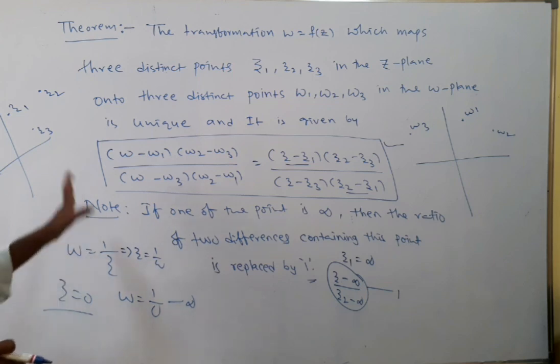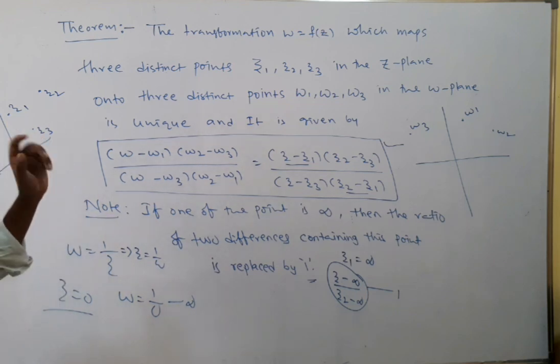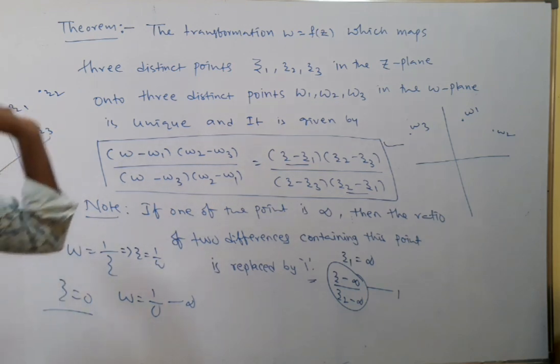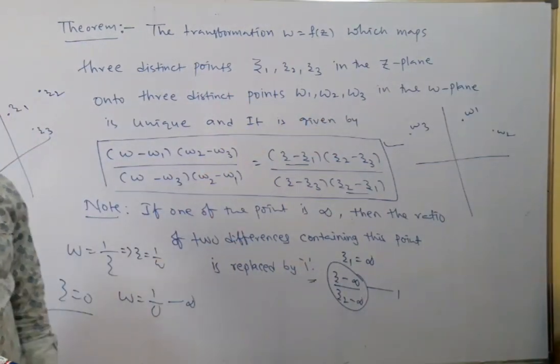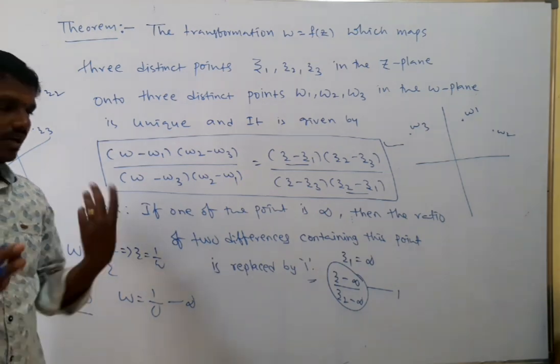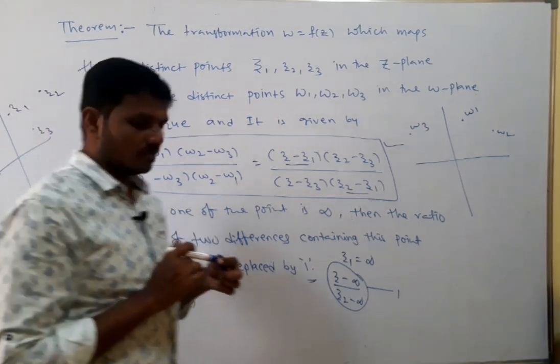This is the statement to find the transformation when three distinct points are associated to three distinct points in the W plane. By using this formula, we can find the required bilinear transformation. Next class, we go for the problems on the bilinear transformation. Thank you.